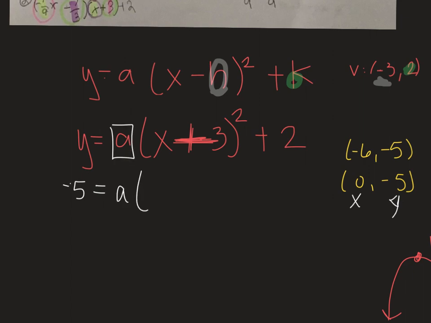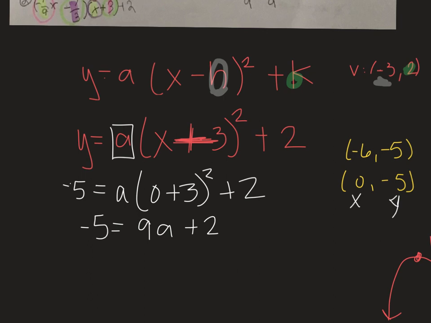a(0 plus 3) squared plus 2. So that's 9. 9a plus 2 equals -5. Subtract 2, -7 equals 9a. So a is equal to -7 over 9. Okay, so now I know everything I need. All I needed, I had this equation. I was missing my a, so I said, hey, why don't I use one of these points to plug in for my x and my y, and then I can solve for a.